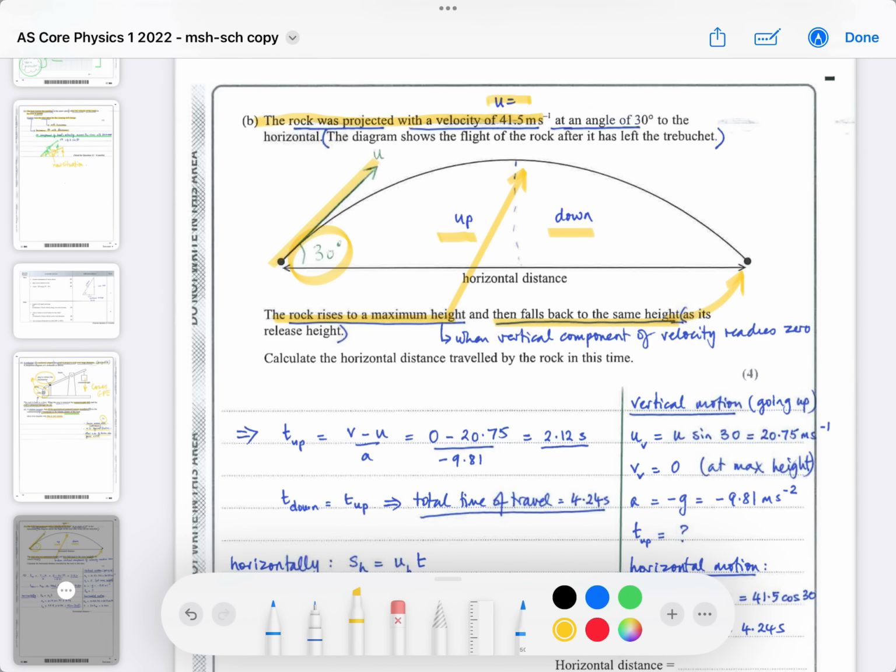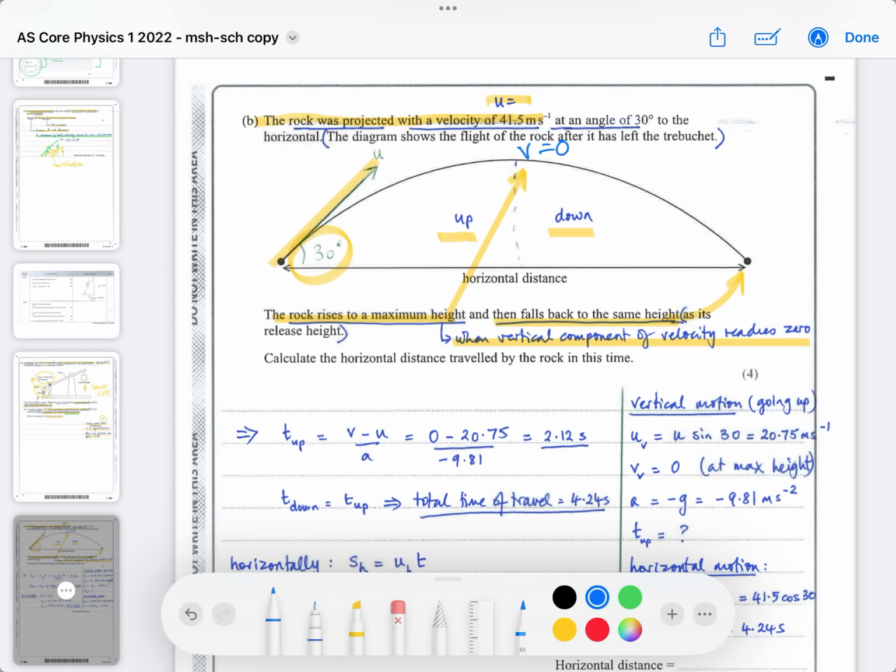When the vertical component of the velocity reaches 0 at the maximum height. So over here, the final velocity will be 0. At the maximum height.